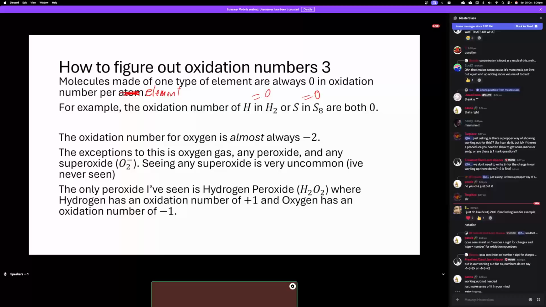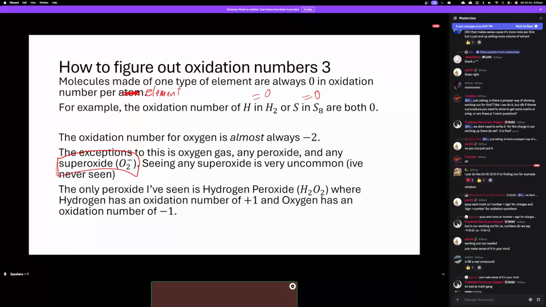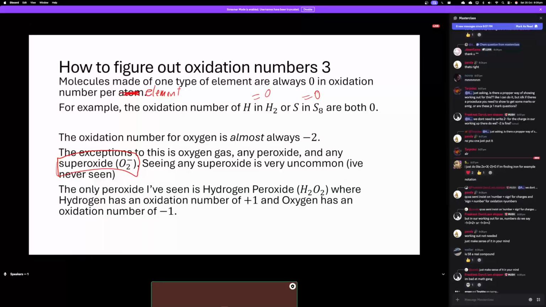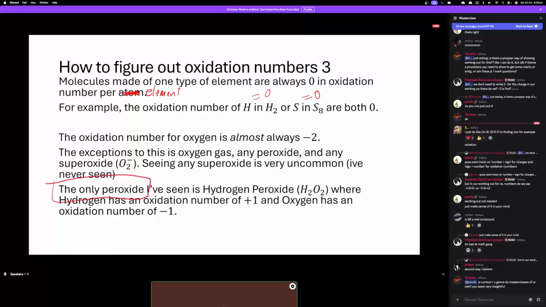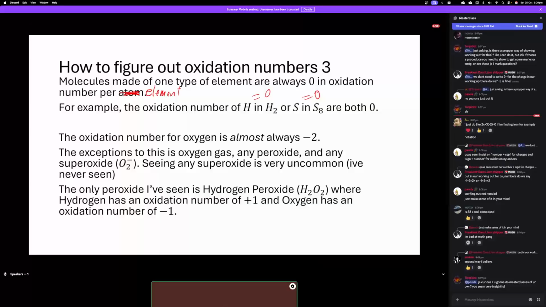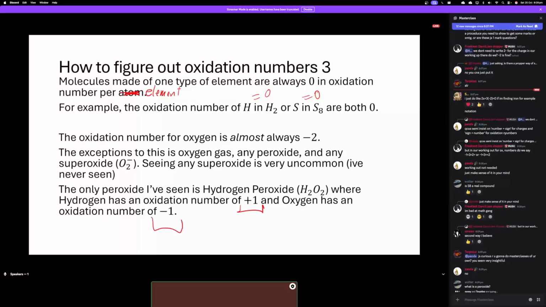There are some exceptions. Any peroxide is different, and any superoxide. I literally only learned this while I was researching. I've literally never seen a superoxide, so don't worry about that. I've only seen one peroxide ever, and that is hydrogen peroxide, H2O2, where each hydrogen has an oxidation number of +1 and each oxygen is -1.